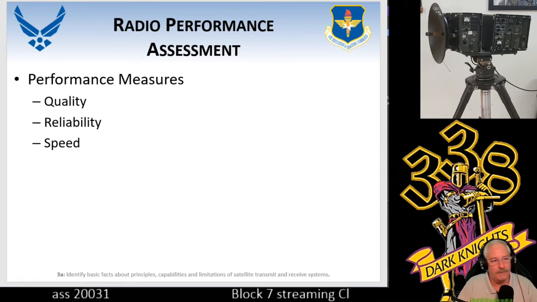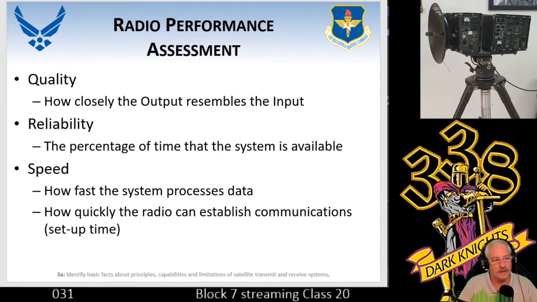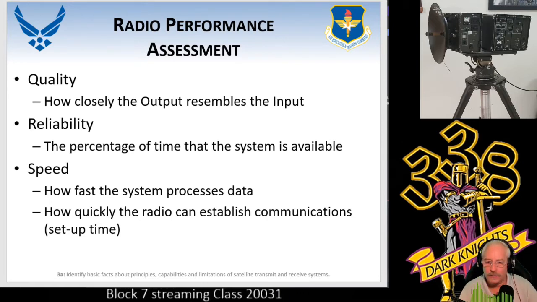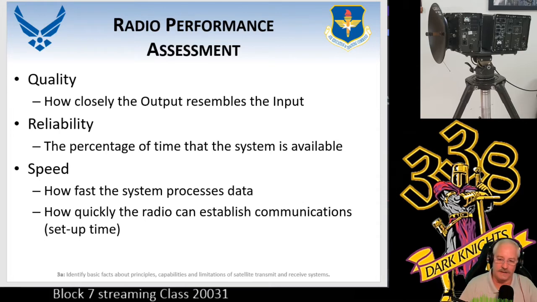Next up, we have performance measures: quality, reliability, and speed. So let's take a look at those. Here are the definitions. Quality: how closely the output resembles the input. That's pretty clear. Reliability: how well your equipment is performing. In other words, the uptime. Speed: how fast your equipment can process the data, as well as being able to get COM up quickly.